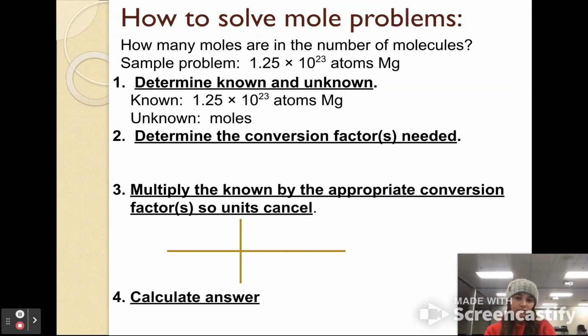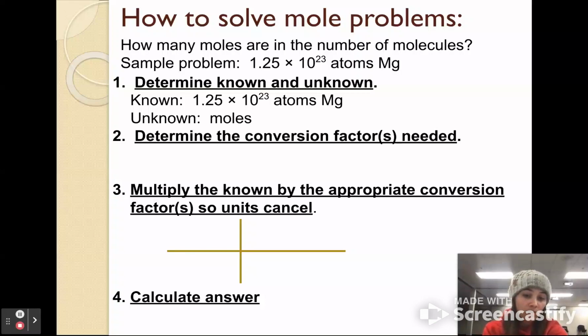The correct answer is atoms. We want our atoms to cancel out. So if I want my atoms to cancel out, I have 1.25 times 10 to the 23rd up top right now. If I want atoms to cancel out, I have to put atoms on the bottom. So on the bottom, I'm going to put 6.02 times 10 to the 23rd.